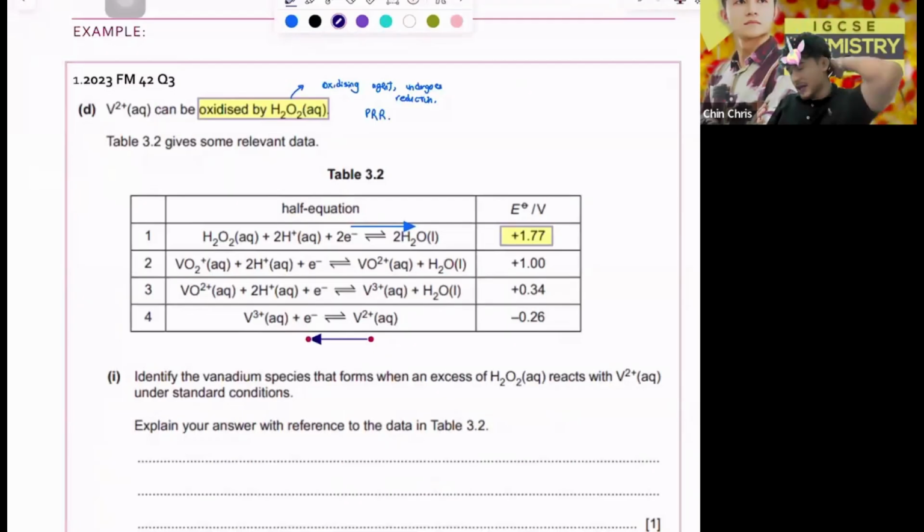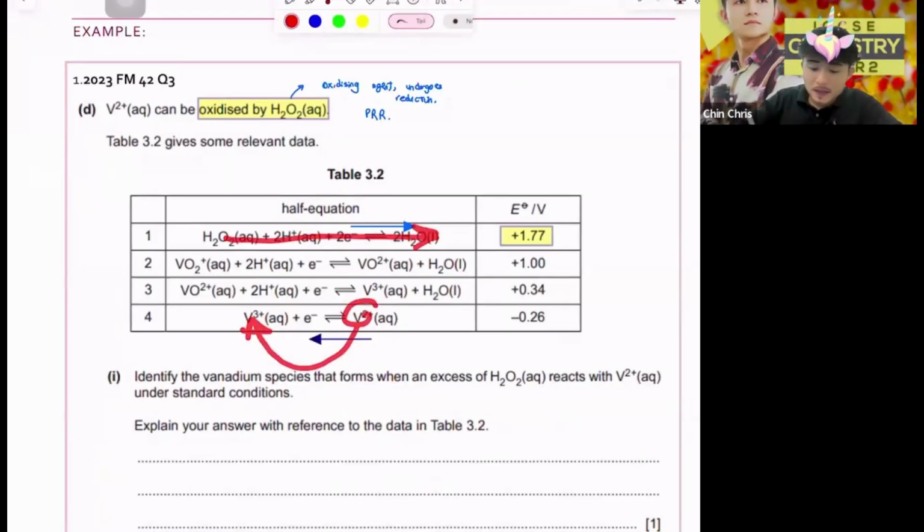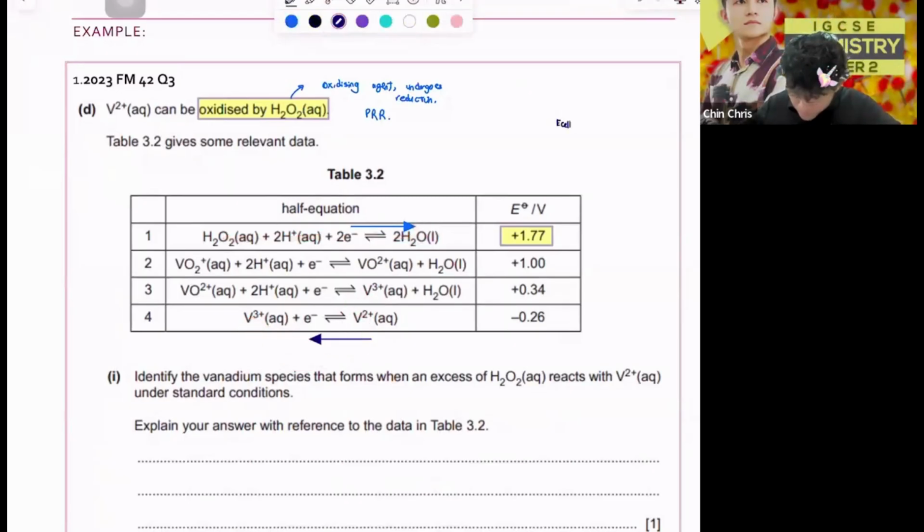All right, guys, right now, let's check what is the final product. Due to the fact that you have a strong oxidizing agent, this strong oxidizing agent is going to oxidize V2+ in various steps. The first part, your H2O2 turns V2+ back to V3+. What's my E cell? 1.77 minus negative 0.26. How much? 2.03.